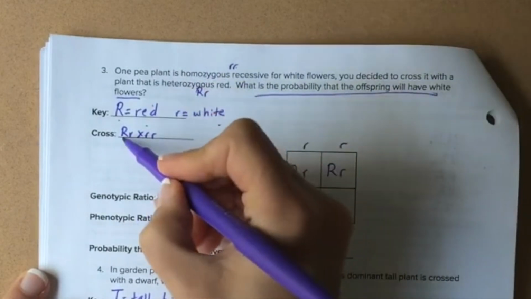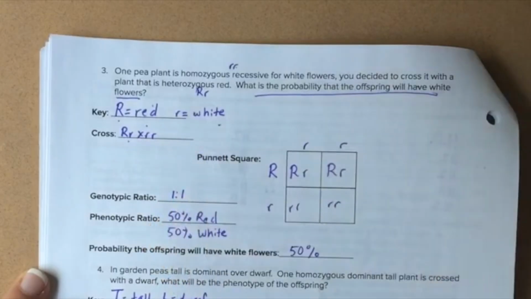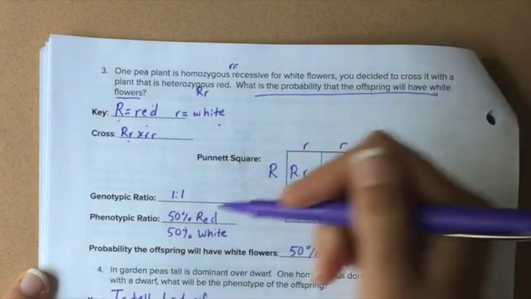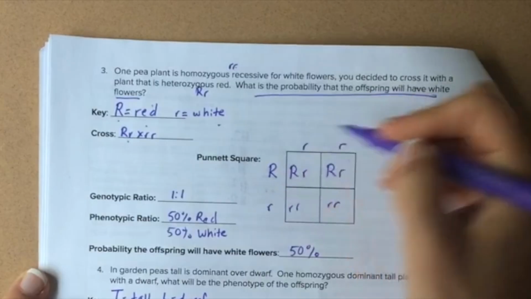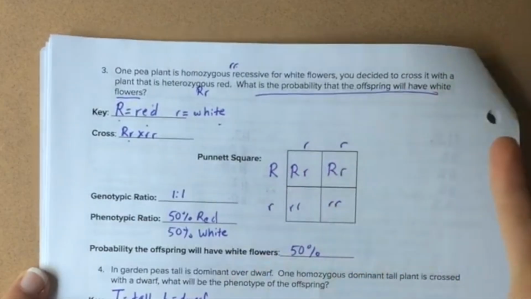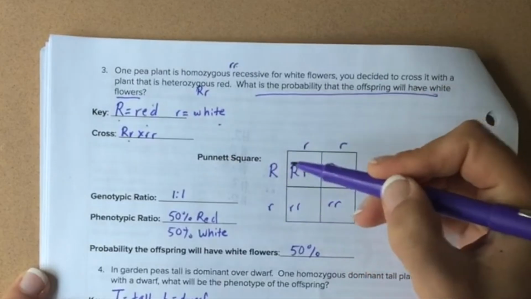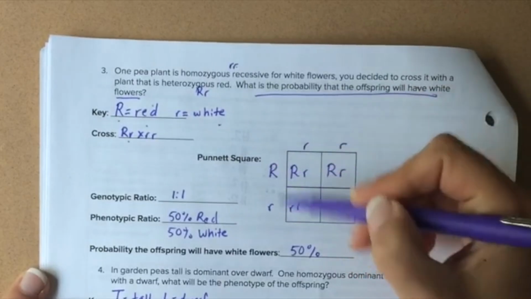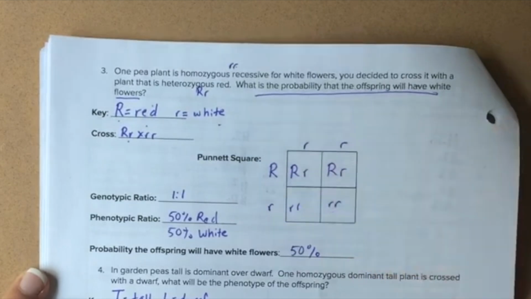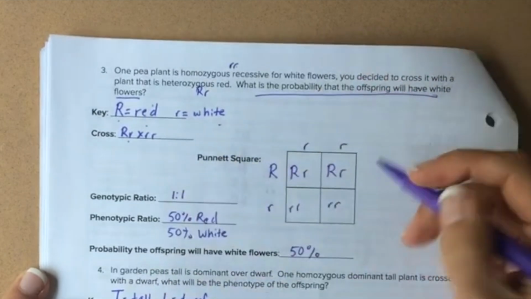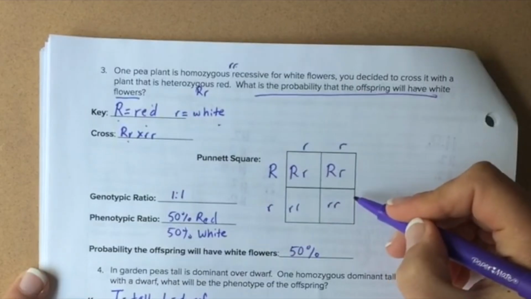So our cross would be big R, little r crossed with little r, little r, and then we're going to set up the Punnett square. Typically, we can put our first parent on this side, our second parent on this side. If you flip them, it's fine. It's going to give you the same results. So if your answers look a little bit different from mine and you have your heterozygous on top and your homozygous recessive on the side, that's fine. We fill out the Punnett square. These are the answers we should get.